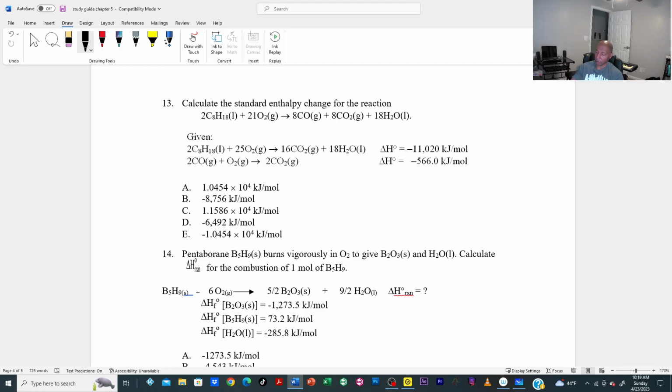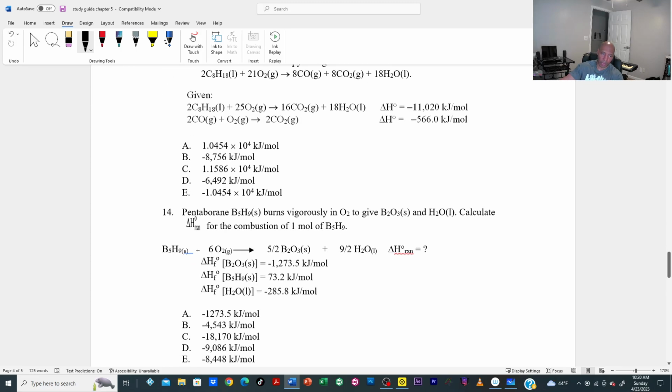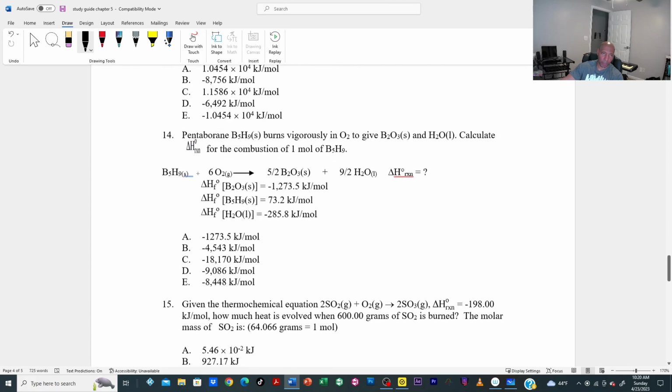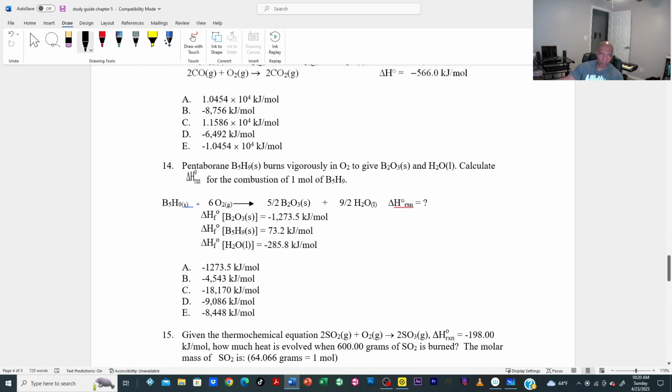Okay, so that means I'm going to take 566 times 4. That would be 2,264 minus 11,020. That would give me a negative 8,756. That would be B, right? So the answer to 13 would be B.